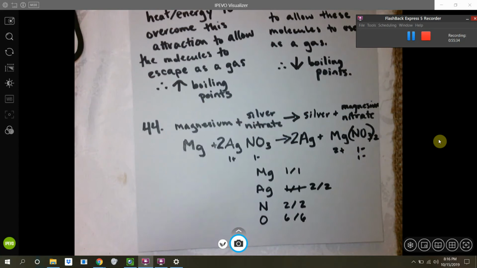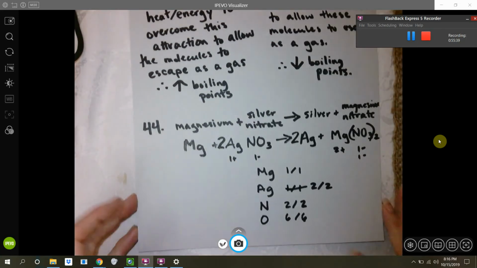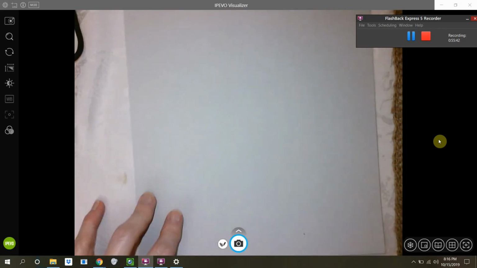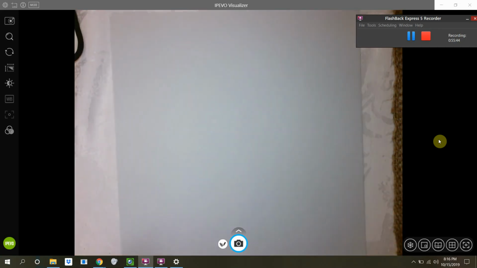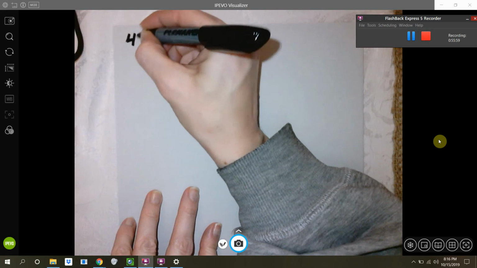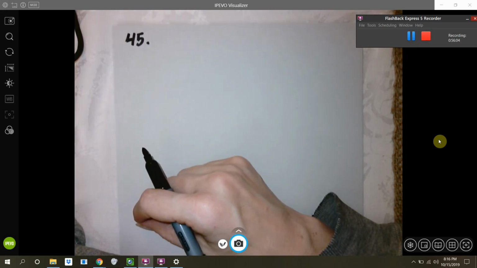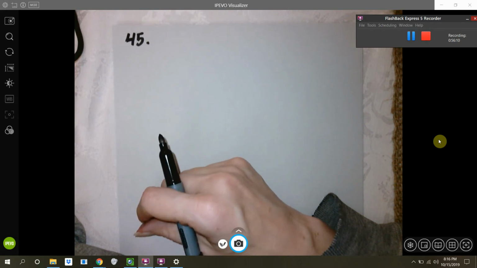Okay, let's flip over the page to our last and final one. Number 45 says complete the word equation and write the balanced equation for this decomposition reaction. Okay, I will add a little caveat here. This is nice to think about as a practice question or as an extension of your knowledge, but this is not, I repeat, not going to be on your test.